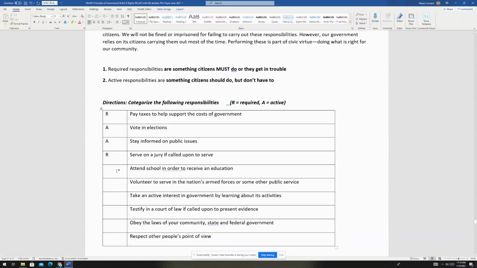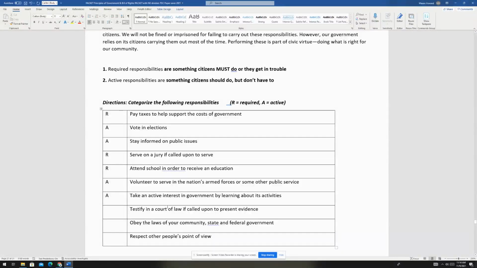Attend. Now, college, you don't have to go to, but it is the law that you receive an education in the United States of America. Volunteer to serve in the nation's armed forces or some other public service. That is active. You do not have to do that. Take an active interest in the government by learning about its activities. As a grown up, you don't have to do that. That's what a good citizen does.